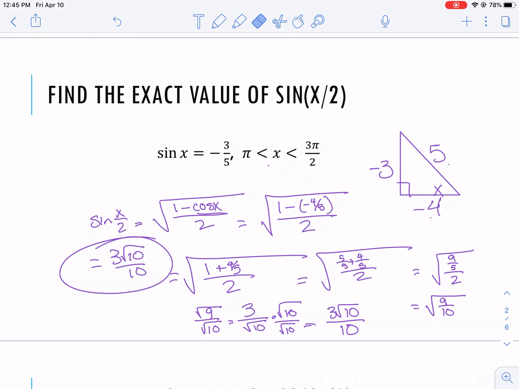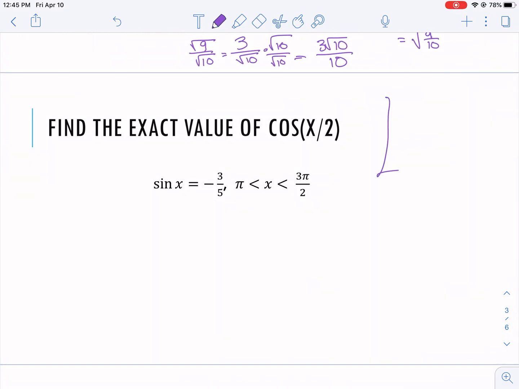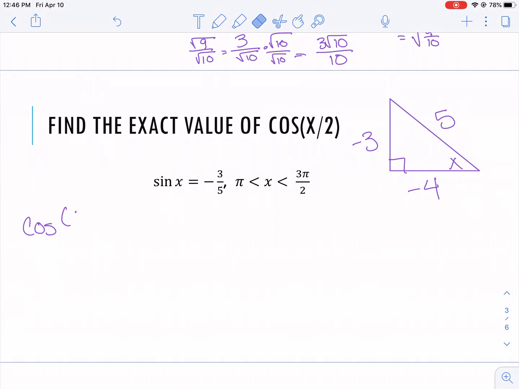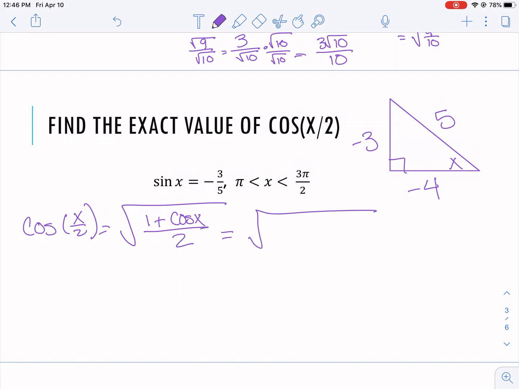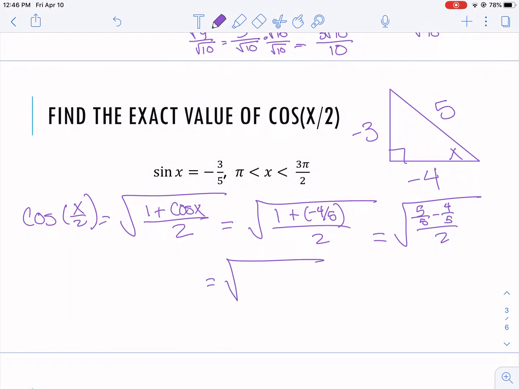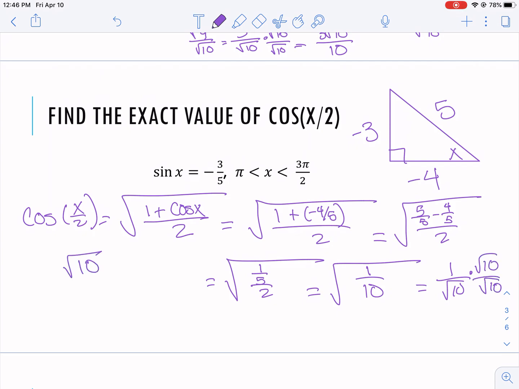because of where the original angle is located. All right, so like last time, we're going to do the same triangle. We're just going to check all three of the ratios. So -3, -4, 5. So then the cosine of the half angle, so x divided by 2, is the square root of 1 plus the cosine of x over 2. So here, that's going to be 1 plus -4/5 over 2. So 5/5 minus 4/5 over 2, which equals 1/5 over 2, which gives us 1/10, which then would give us 1 over the square root of 10. So it would give us the square root of 10 over 10.